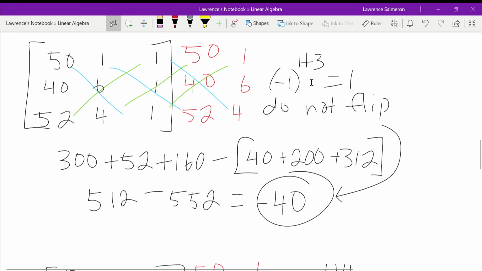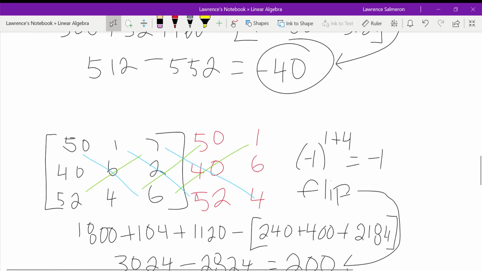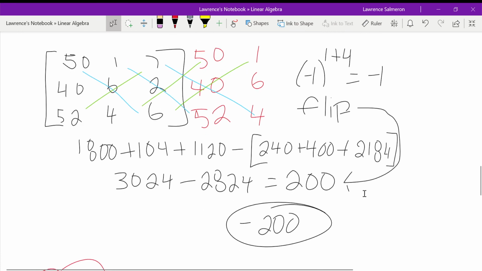I want to make a note that 1 plus 3 is 4, which makes it positive 1. Do not flip this sign. So once again, I drew the columns on the outside, multiplied the diagonals, added them up, did my subtraction, and I got negative 40. Same thing with the last column, not a big deal there. This one I am going to have to flip. 1 plus 4 is 5, which gives me a negative 1, so I'm going to flip my sign at the end to negative 200. Once again, the first two columns on the outside, multiplied, added, subtracted. I got 200, flipped it to negative 200.